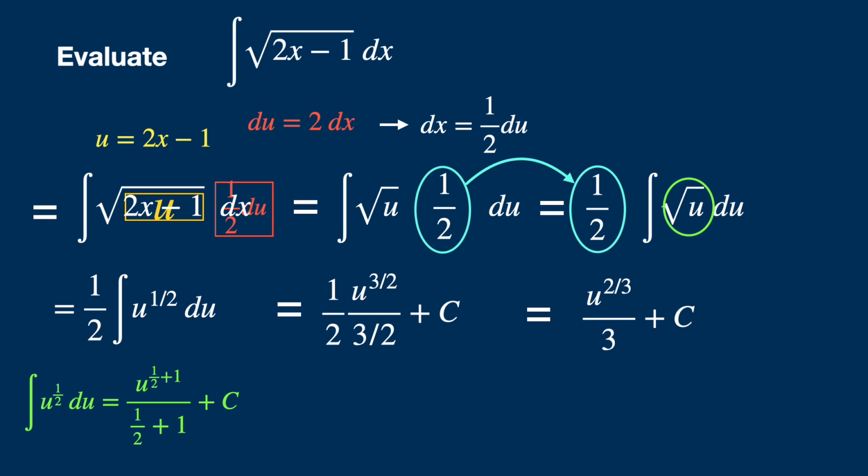Now, remember that with the substitution method, you always have to plug back in. u is 2x minus 1, so you plug it back in there. So the answer is going to be (2x minus 1) to the 3 over 2, over 3, plus c.